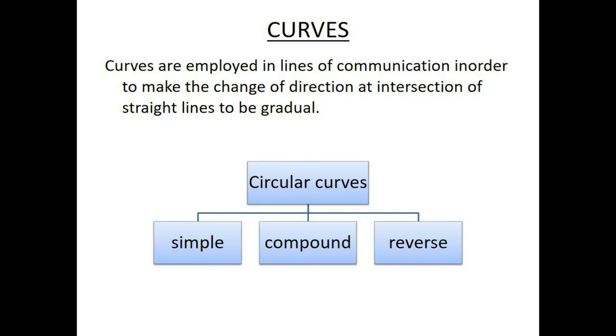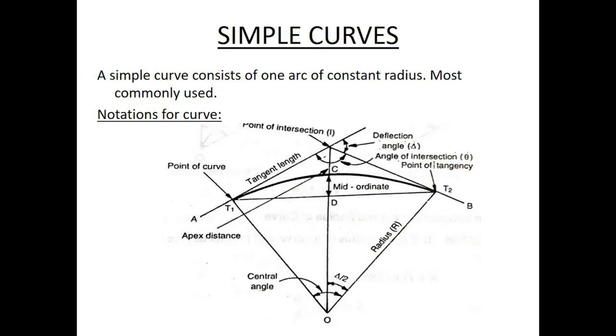Here we can deal with circular curves. Circular curves are again divided into three types: simple curves, compound curves and reverse curves. First, we'll look into simple curves. A simple curve consists of one arc of constant radius, that is, its radius does not change, and this is the most commonly used type of curve.